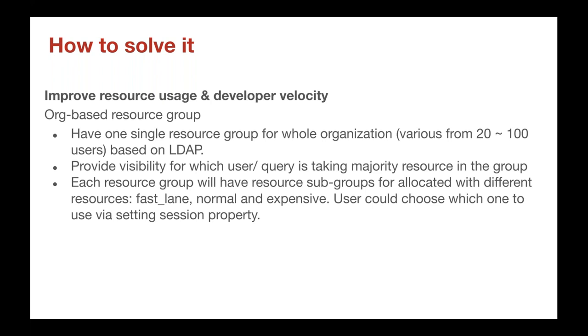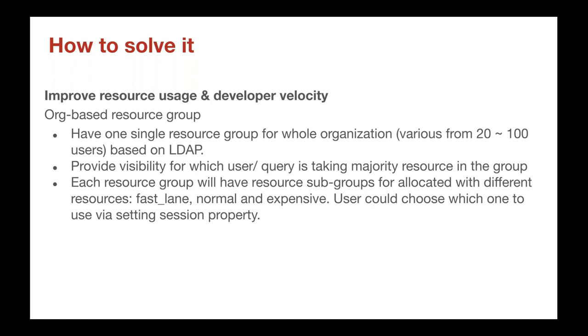By organization, it means that it's based on the LDAP of the users. For example, the users in the same team can share the same resource group. The size of the organization could vary from 20 to 100. By historical analytics, we have found out that the best number of queries that we can allow users to run concurrently is 32. Also, we provide visibility into which user and query is taking the majority of the resources in the group, which is also displayed on the Presto gateway, which we'll show you later.